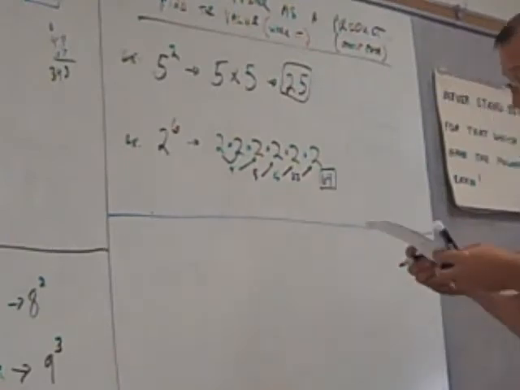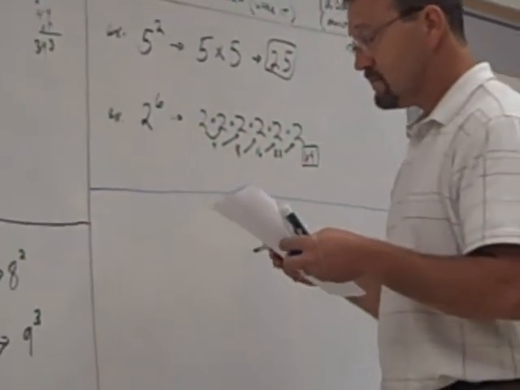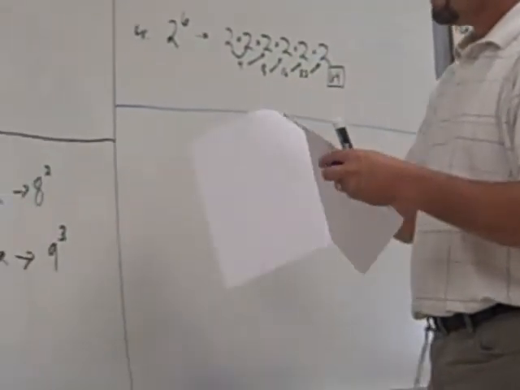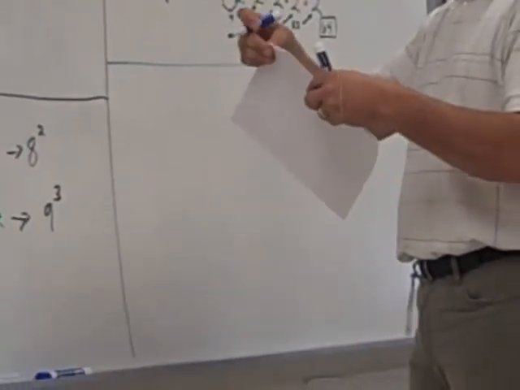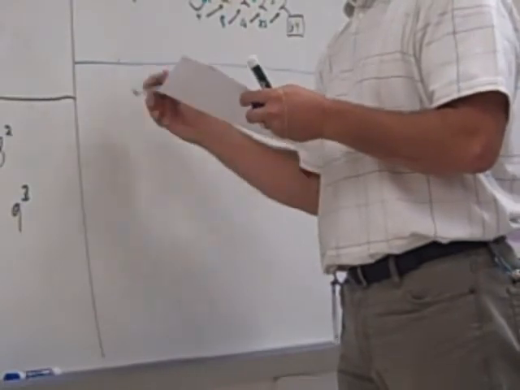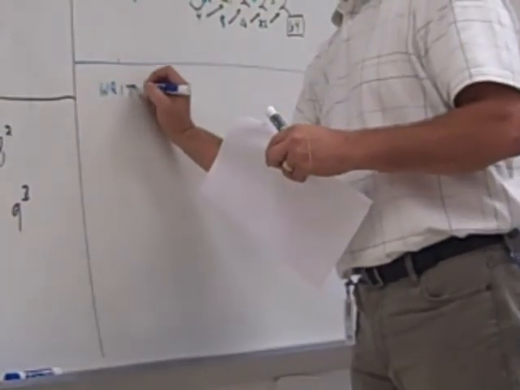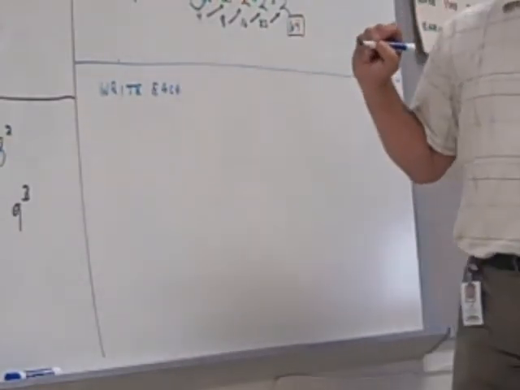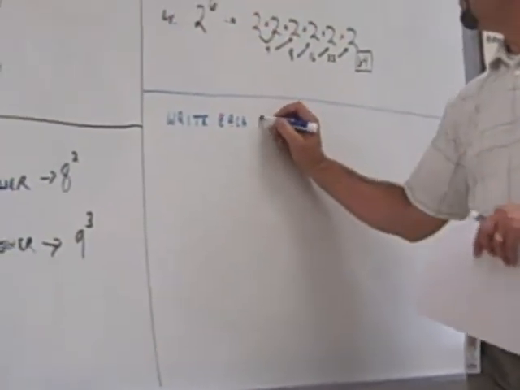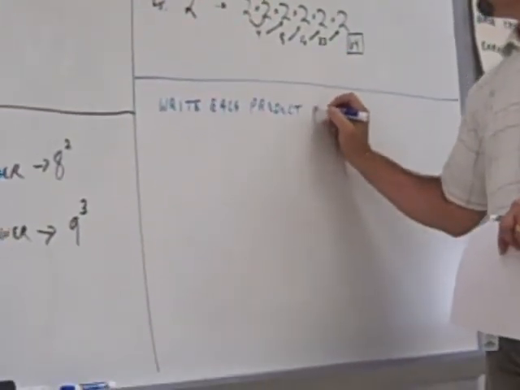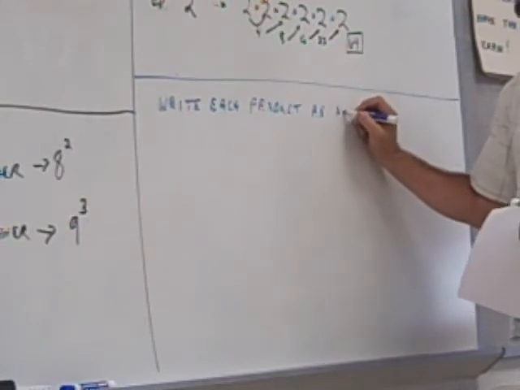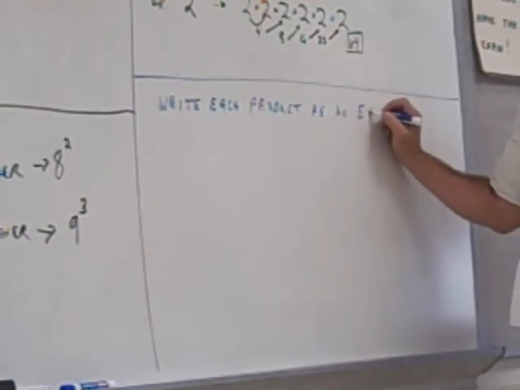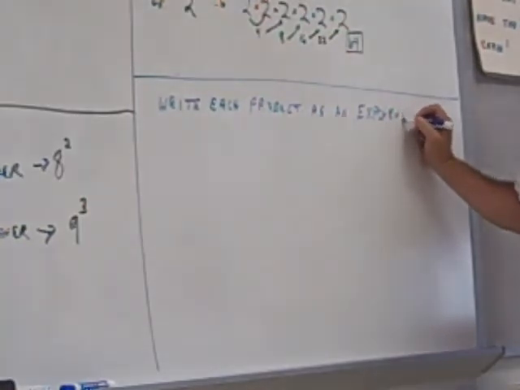One more kind. Who's supposed to be my reader? Reason. Write each product as an exponent. All right? Those are the instructions. Write each product as an exponent.